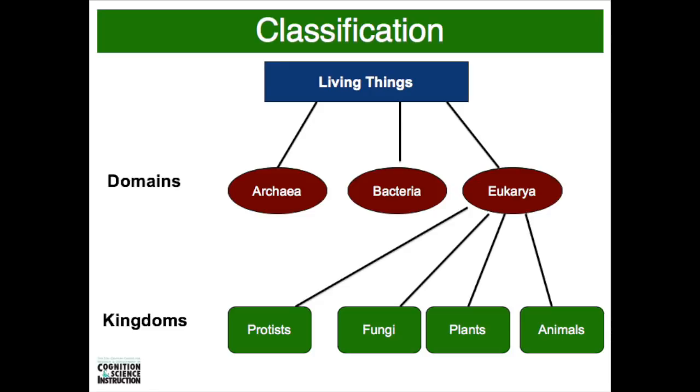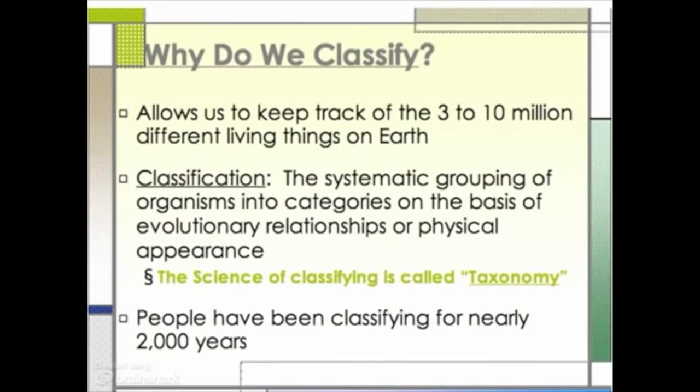So the next thing we're going to talk about is how living things are actually classified. So why do we classify stuff? First of all, classifying allows us to keep track of the 3 to 10 million different living things on the Earth. Without classification, we would be so confused as to what things are all around us. Classification is the systematic grouping of organisms into categories on the basis of evolutionary relationships or physical appearance. And the science of classifying is called taxonomy. So basically, classification will group things according to evolutionary relationships, which just means how they change over time, and also their physical appearance, which is how they look.